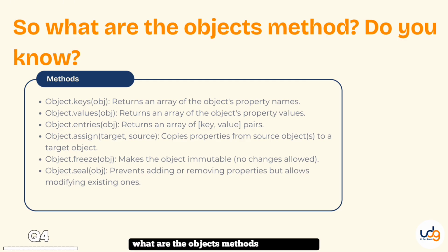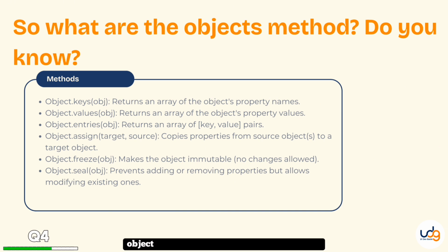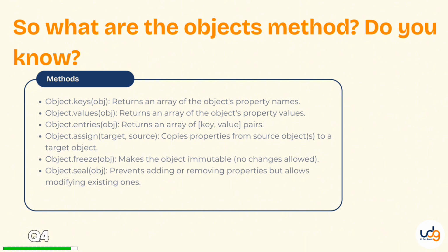What are the object methods, do you know? Like how can we create objects? No, we have multiple object methods. Yeah, like entries and all these methods. Yep, Object.entries. Object.values, Object.entries. Any other method, do you know?